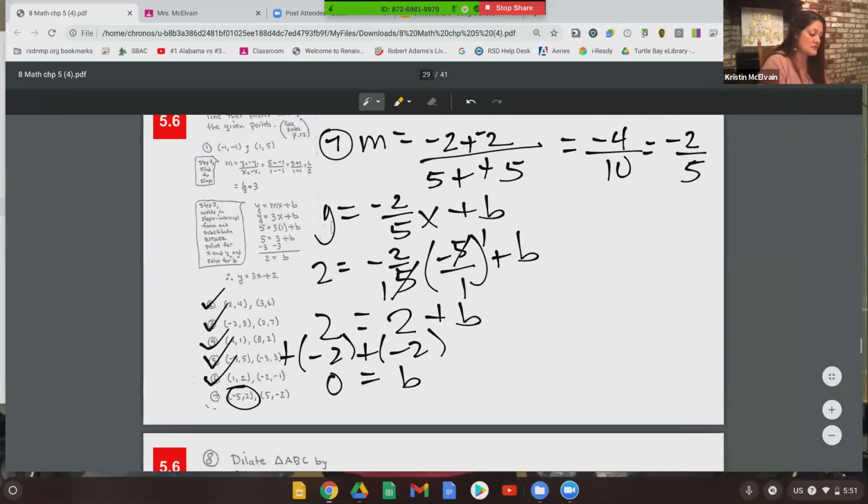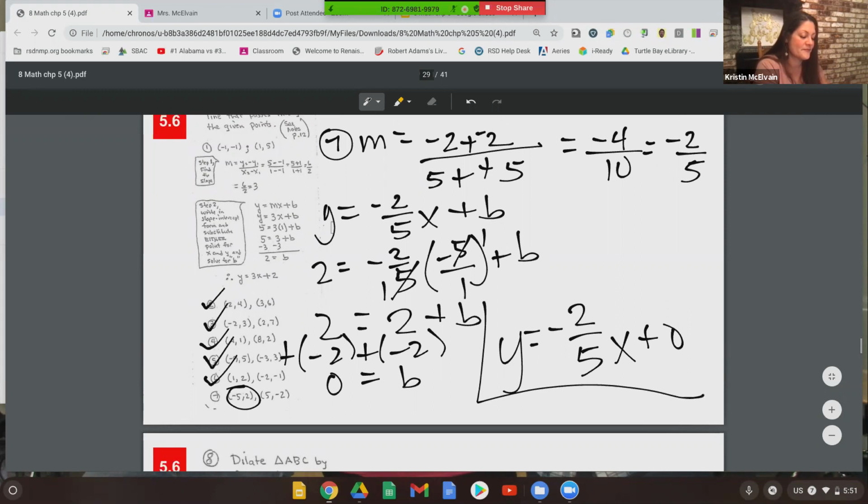Okay, so I have to write it over here. y equals -2/5 x. And at this point, you can either leave it like that or add +0. All right, and that's number 7.